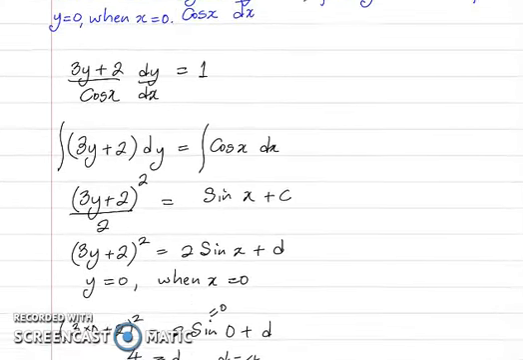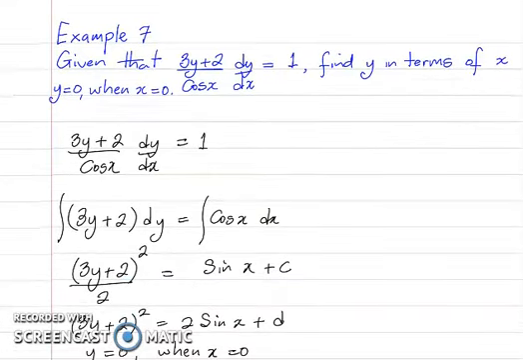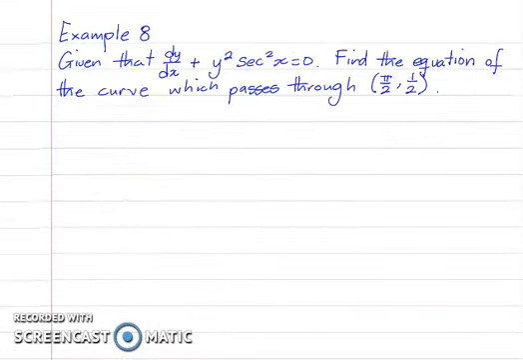All right, this was example 7. Let's continue. Example 8. Example 8 says, given that dy by dx plus y squared sec squared x is equal to 0, find the equation of the curve which passes through (pi by 2, minus a half). So pi by 2 and minus a half are the boundary conditions. Pi by 2 is x and y is minus a half. So y is equal to minus a half when x is equal to pi by 2 are the boundary conditions.